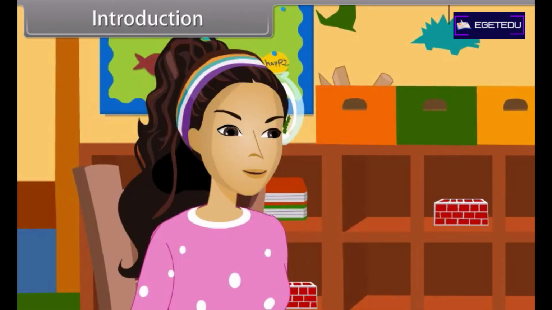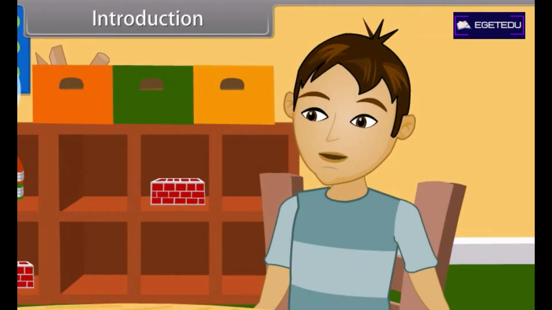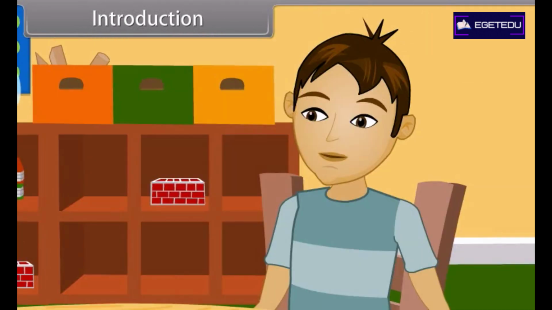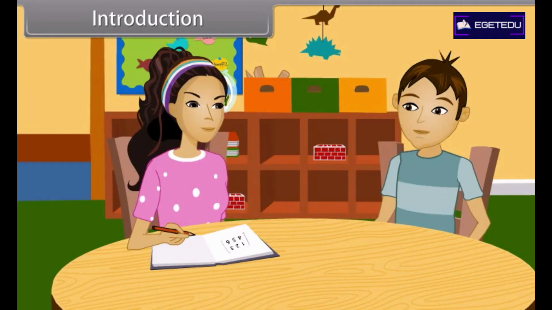Yes, I am finding the transpose of this matrix. Transpose? What is that? Oh, you were not present in the class yesterday? The teacher taught us to find the transpose of a matrix. Hey, can you tell me how to find the transpose? Yeah, sure. Come, I will explain it to you.